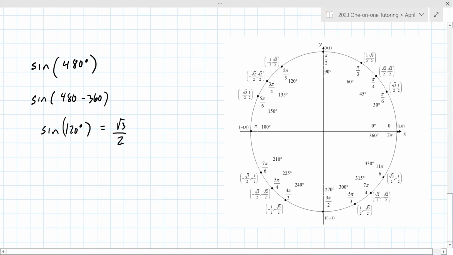All right. So that's your sine or your cosine. The tangent is kind of the first one where you've got some issues because you can't just directly look it up. Even though you're given the unit circle, you're going to have to do some work.